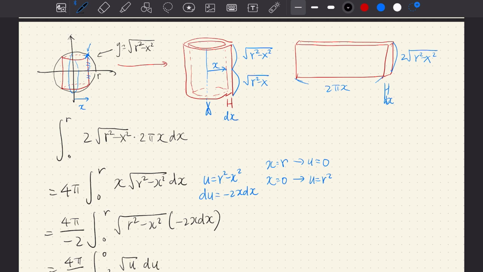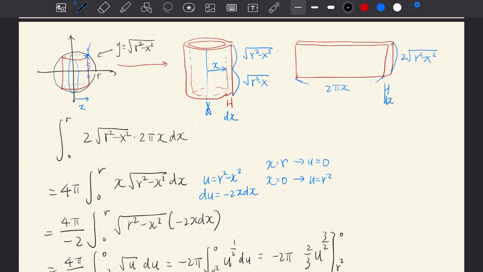Okay? So this is equal to negative 2 pi integrate r squared to 0. This is u to the 1/2 power. Remember that square root is just 1/2 power. And then you can use the power rule to get, the antiderivative should be 2/3 times u to the 3/2. And then here you have 0 and r squared. Okay?